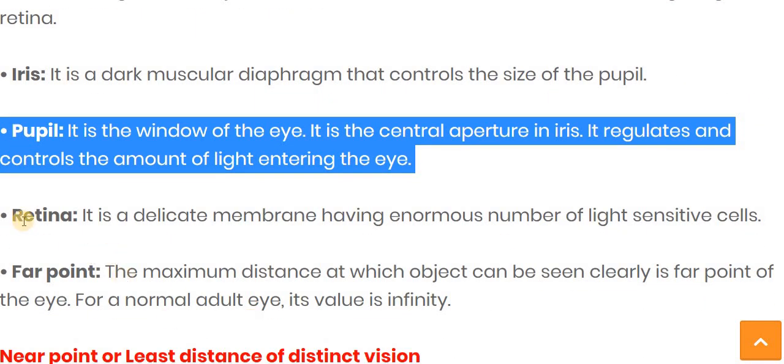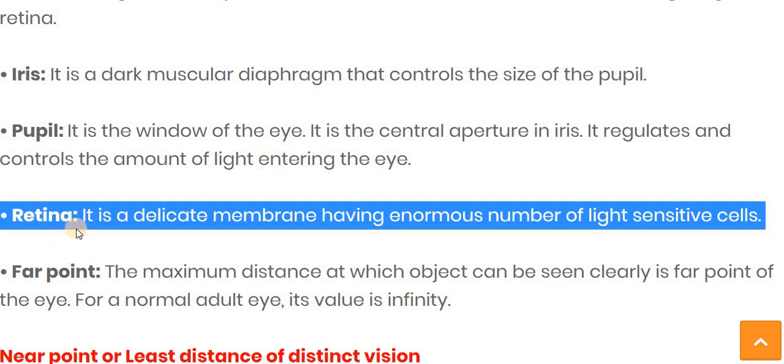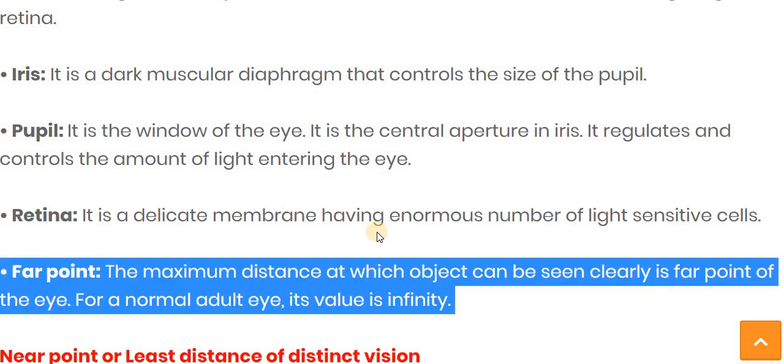Now the next part is the retina. The retina is a delicate membrane having an enormous number of light sensitive cells, and in those light sensitive cells there are two kinds of cells present, cones and rods. We will study that in detail later on.